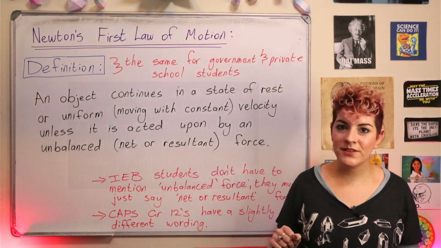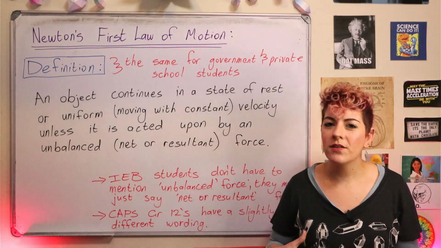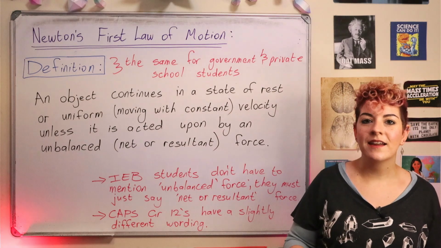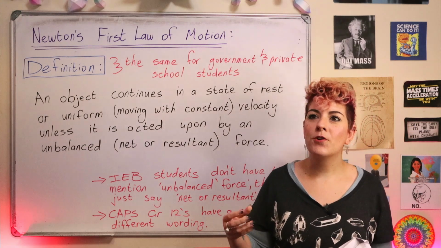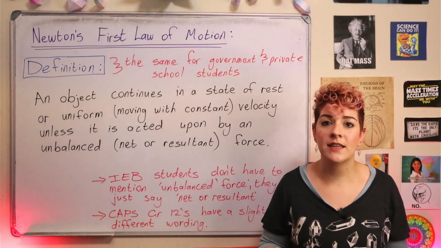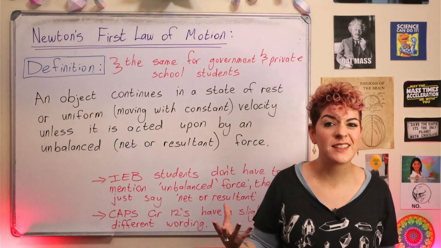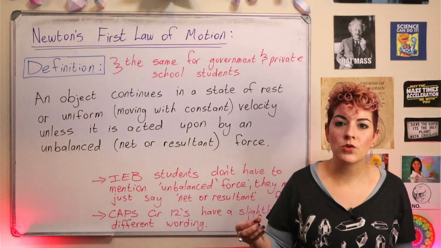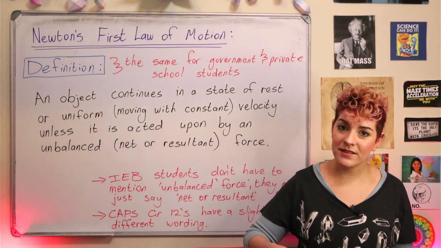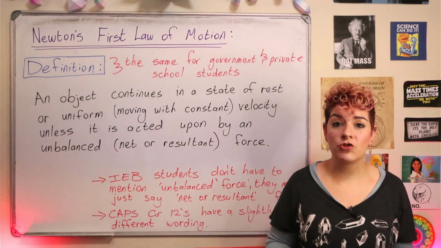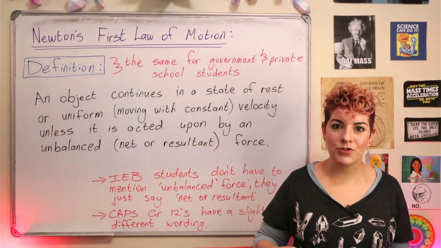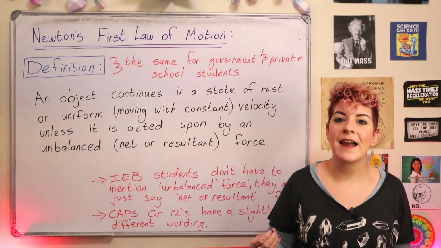Okay, very similar definition. So what are these definitions really saying to us? Well, what they're saying is that in order for an object to not be moving at a constant velocity or to stop being stationary, a net or resultant force or unbalanced force needs to act on it. But for an object to remain at rest or moving at a constant velocity, there is no net or resultant force that needs to be acting on it.